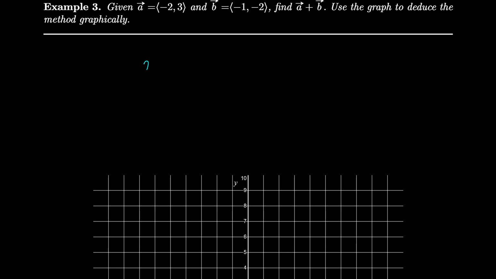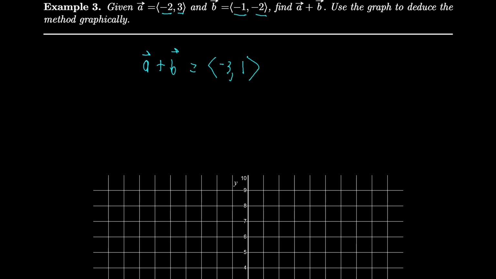But we know that vector A plus vector B is going to be -2 plus -1, which is -3. And then 3 plus -2, which is +1, rather. Okay, that's it. Be careful with signs there.